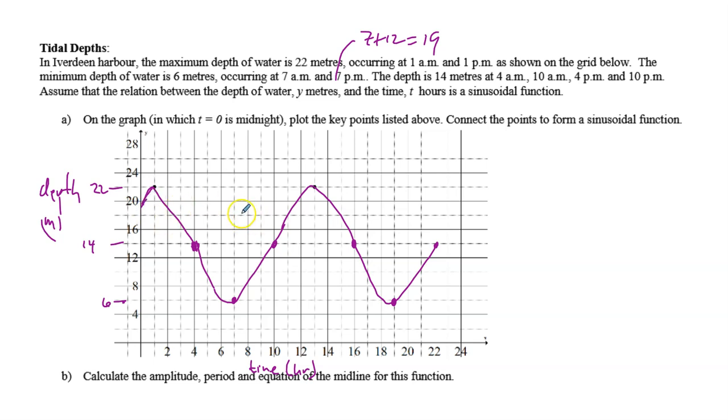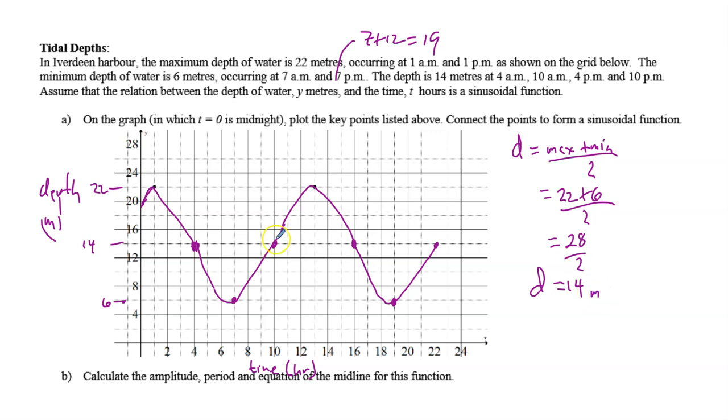So calculate the amplitude, period, and the equation of the midline. I always like to start with the midline. Okay, so let's calculate that. So D is the average, right? So the average is add the two together and divide by 2. So we have a maximum of 22, a minimum of 6, which is 28, divided by 2, which is 14. So D is equal to 14.